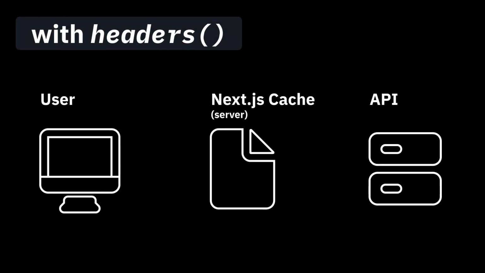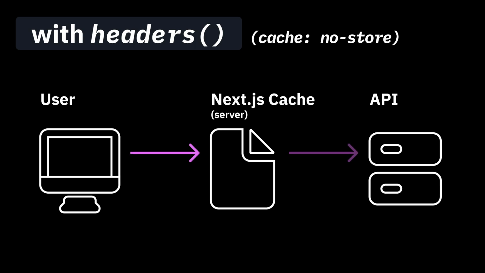Using functions like headers or cookies comes with a small caveat. That is, it will make your fetch functions behave as if you set a cache to no store. That's because the information about incoming HTTP requests can't be known at build time. This means that incoming requests are going to hit the API and aren't going to get cached.